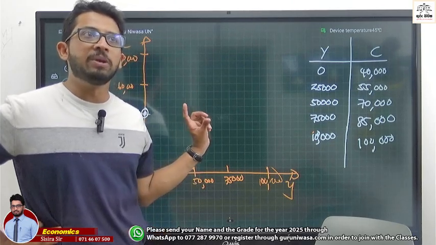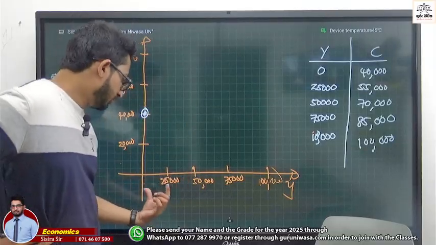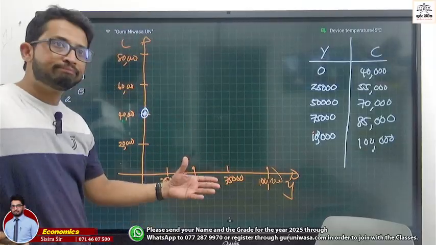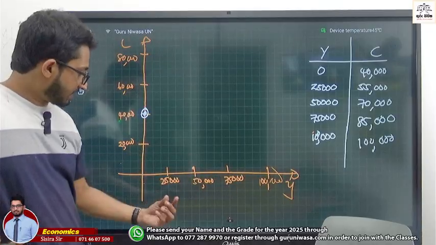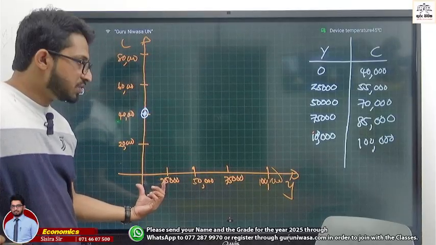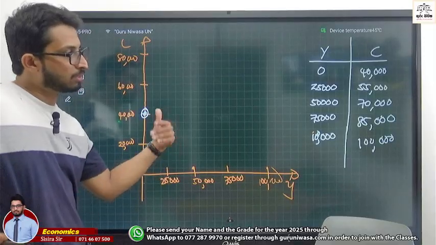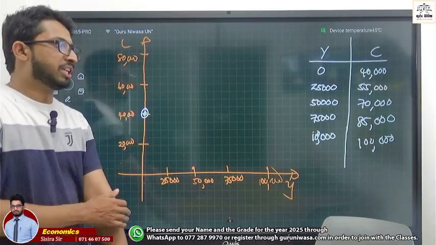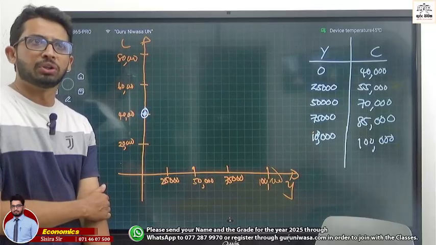Here my gap should be equal. When you label the y-axis, if you take 5 squares for 25,000, you should continue that. You know that.